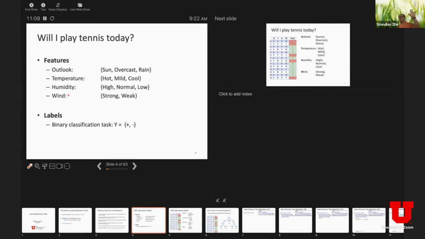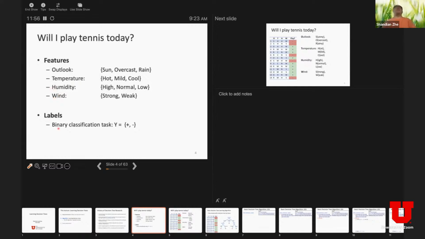So we're going to use 4 features to represent the weather conditions: outlook, temperature, humidity, and wind. For outlook, we have 3 possible values: sunny, overcast, or cloudy, and rain. All those features are discrete features. For temperature, we have 3 possible values: hot, mild, and cool. For humidity, we have 3 possible levels: high, normal, and low. And for wind, we have 2 levels: strong wind and weak wind.